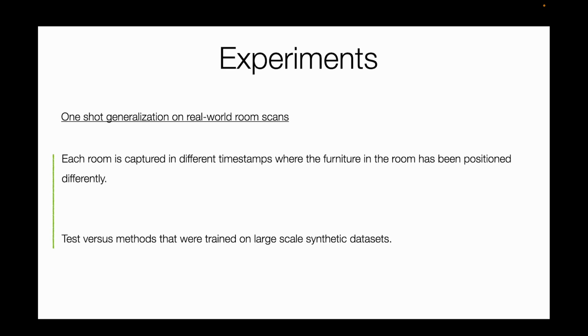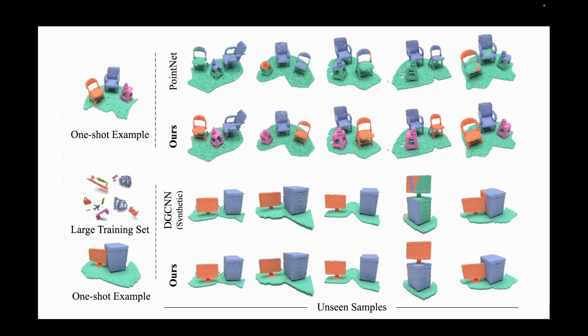In our first experiment, we considered the task of segmenting real-world room scans, where each room was captured with different timestamps, with room furniture moving between timestamps. We test our method in the one-shot settings and compare versus baseline methods that capitalize large synthetic datasets for training. Note our baseline struggle with consistency across all possible deformations, whereas our method is stable.